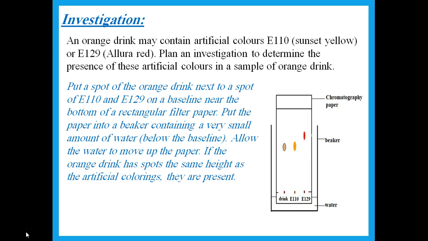If the orange drink has spots the same height as the artificial colorings, they are present. You have to explain the experiment in detail, and you have to tell me how do I know whether my answer is correct or wrong. You don't have to tell me if it's correct or wrong, but you have to tell me how I determine what is correct and what is wrong. So if the drink contains one of these colorings, it should have a spot the same height as the coloring.